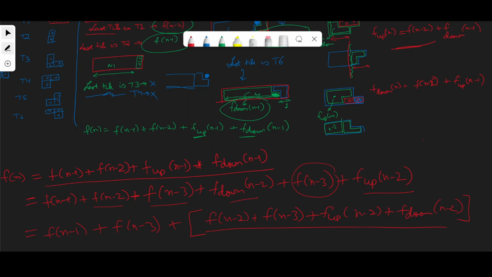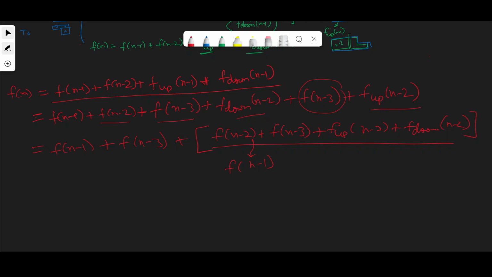Just replace n with n minus 1 and you'll get this, right? f of n minus 2, f of n minus 3, f of n minus 2. So this is essentially f of n minus 1, right? So what this means is you get 2 times f of n minus 1 plus f of n minus 3. This is your f of 1. So we can use this relationship and then solve it, right?